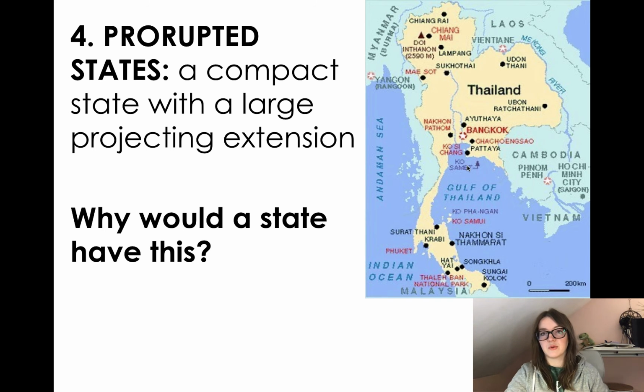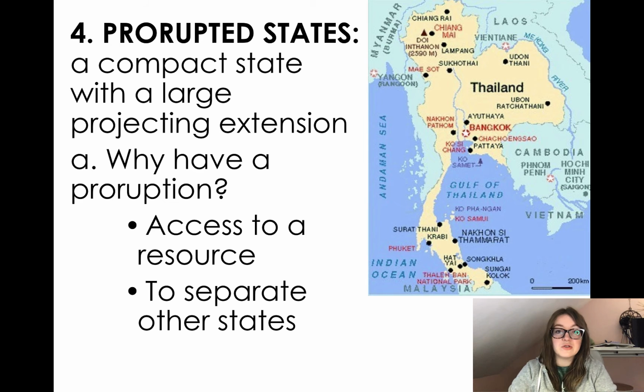So why in the world would Thailand want this big long extension here? And look at the stuff that's around it to think about that. Usually this is for access to a resource. It might be to separate other states. They don't necessarily want someone else to have access to resources, or they don't want other places to be next to each other. But if we think about this one here, look, it is surrounded by water. This is the vacation spot. This is the touristy spot of Thailand, and tons and tons and tons of people go here for vacations, to visit, all kinds of good stuff. It makes Thailand a lot of money.